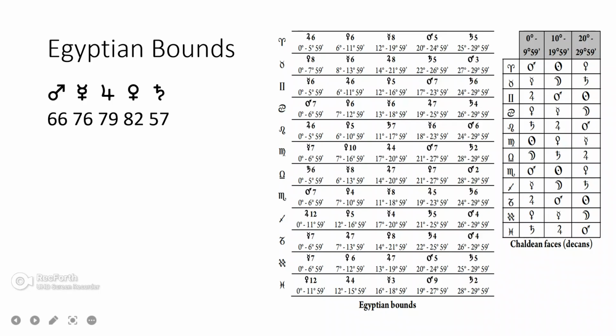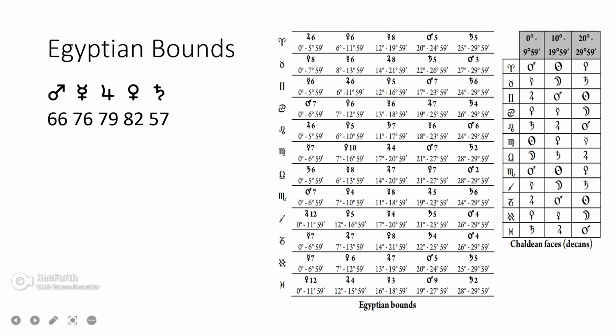Now, another amazing thing about the Egyptian bounds is if you add up all of the degrees for each planet, you will obtain these numbers. 66 degrees Mars owns in the entire zodiac for Egyptian bounds. Mercury, 76 degrees. Jupiter, 79 degrees. Venus, 82 degrees, and Saturn, 57 degrees.